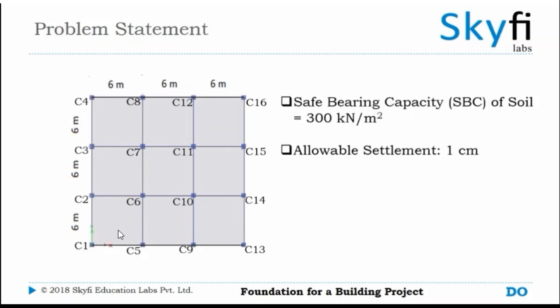Now here is the name of the column, as you can see, column 1 2 3 4 5 6 up to the 16. This is the location name of the column, and here the SBC of soil is 300 kilonewton per meter square, and the allowable settlement is 1 centimeter.